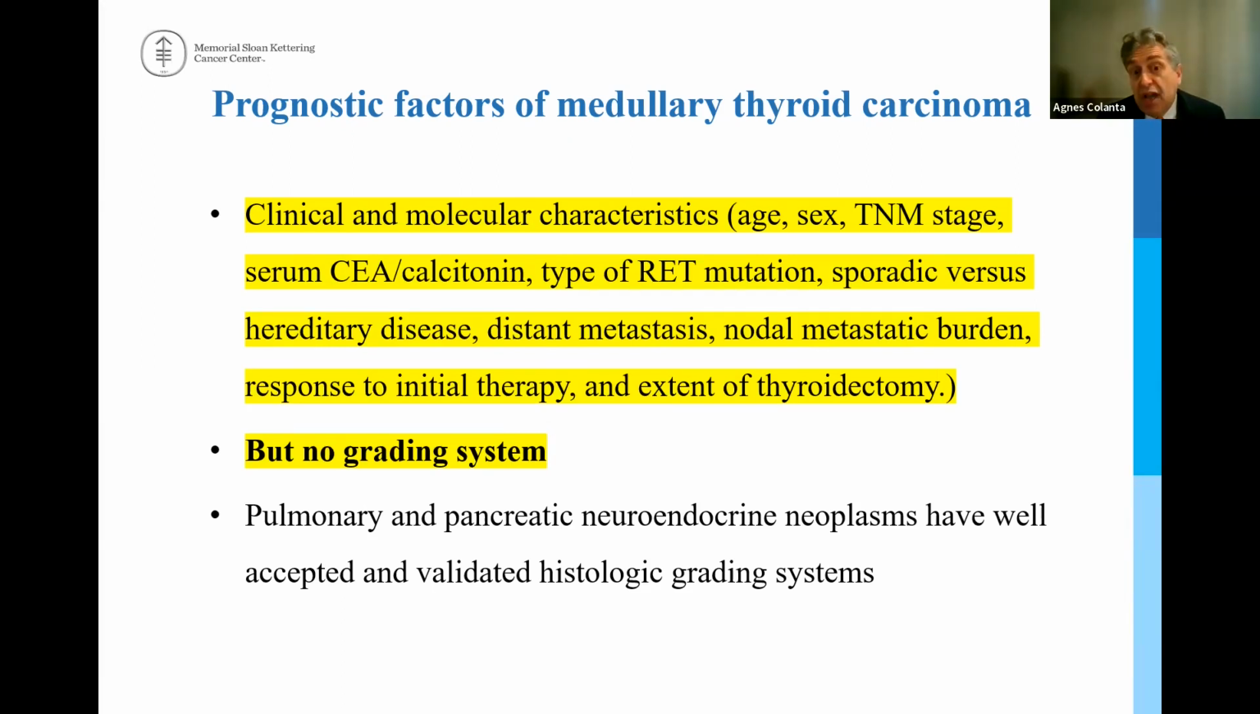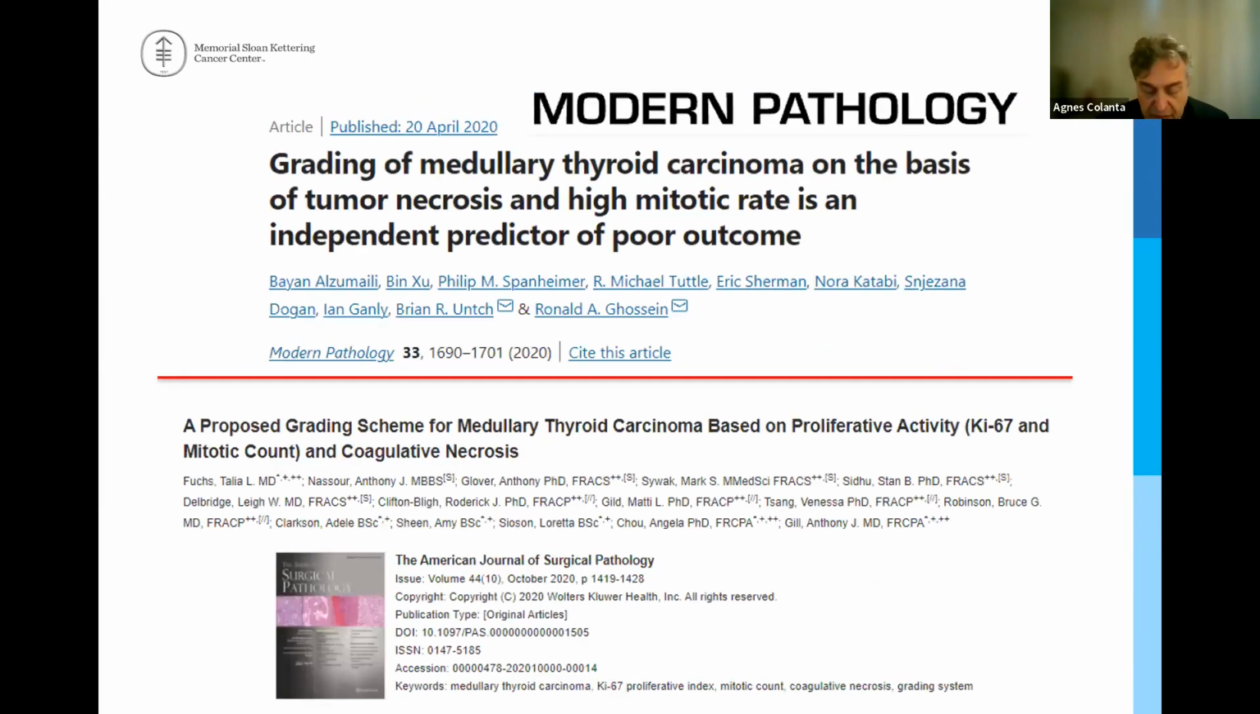And this is surprising because we know that medullary thyroid carcinoma is a neuroendocrine tumor, and we know that neuroendocrine tumors are prone to grading, since there are very well established pulmonary and pancreatic neuroendocrine neoplasms that have well validated and accepted histologic grading schemes. This state of affairs remained until 2020, when two groups, our group from Memorial and the group of Anthony Gill in Sydney, Australia, published two grading systems of medullary thyroid carcinoma.